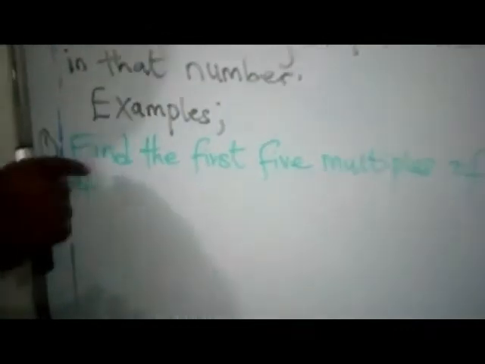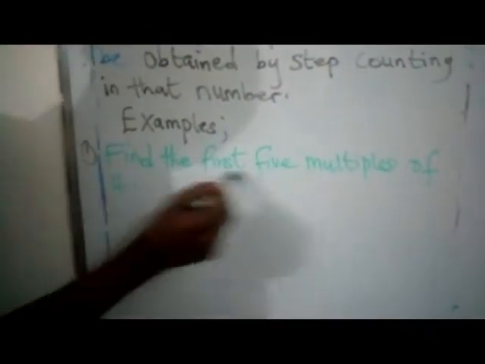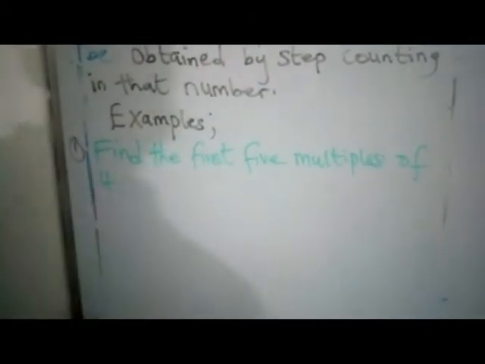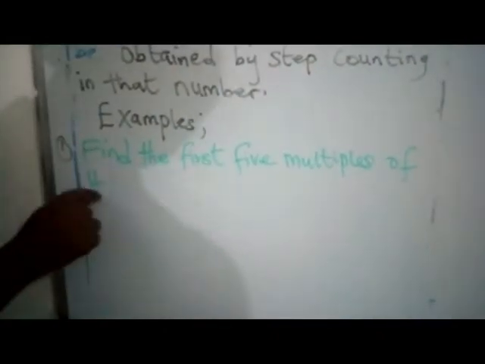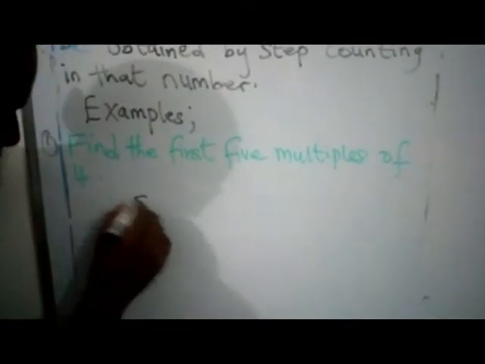Now look at this. We are finding the first 5 multiples. I want you to consider this, the first 5. So the first 5 multiples of this number. When you want to do this, you need to step count this. You'll be adding this number here, 4. Now, when you want to do that, solution.